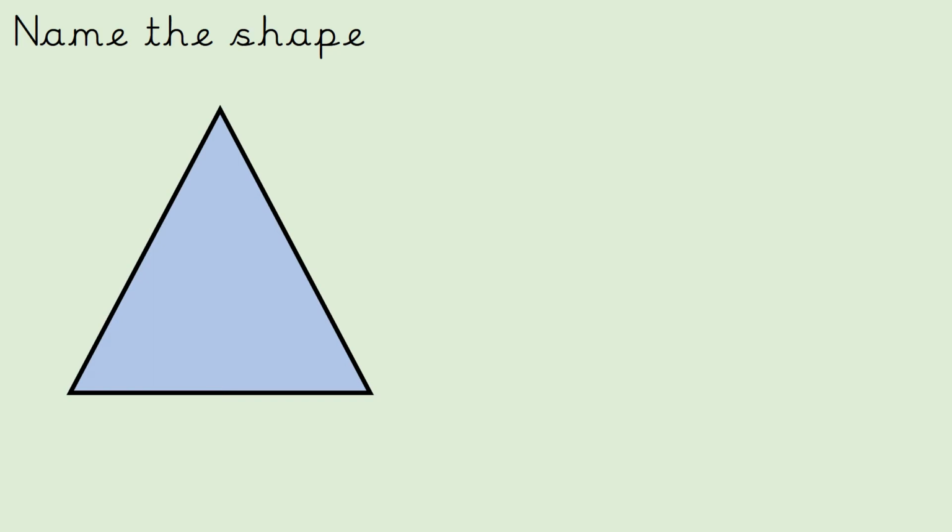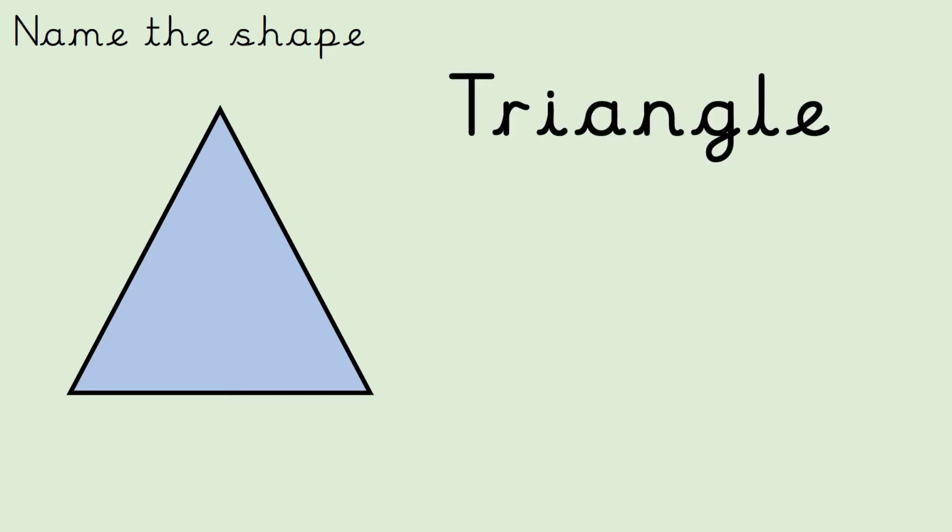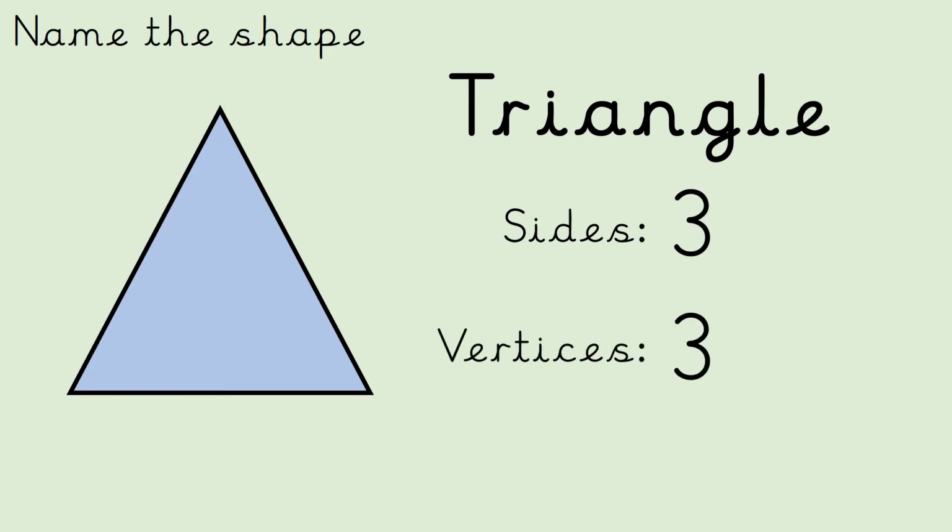Name the shape. What shape is this? This is a triangle. Well done. We know this is a triangle because it has 3 sides and 3 vertices. So 1, 2, 3 sides and 1, 2, 3 vertices.